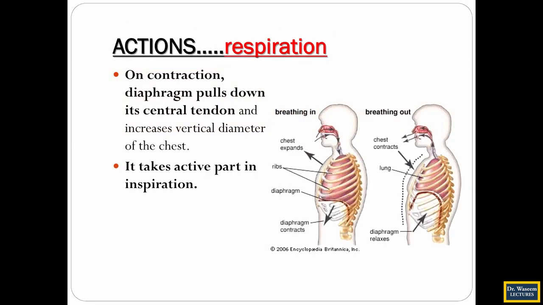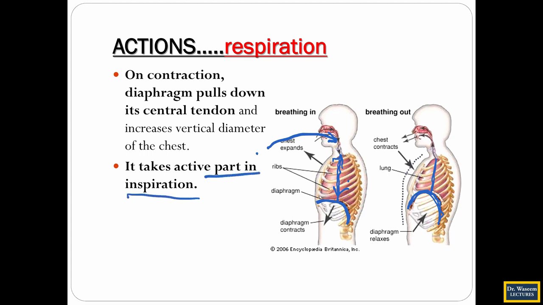Now as far as the actions are concerned, we have already told you that on contraction of the diaphragm, this is the relaxed position. When contraction is there, the diaphragm is depressed down. So the vertical diameter will be increased. You see here the relaxed diaphragm, and here the contracted diaphragm. So the vertical diameter increases, the pressure inside will be less compared to outside, and your breathing will be air from outside coming in. This is because inspiration is an active process.